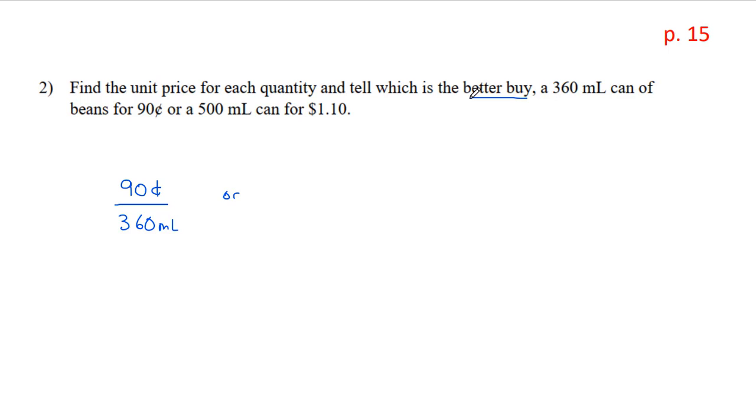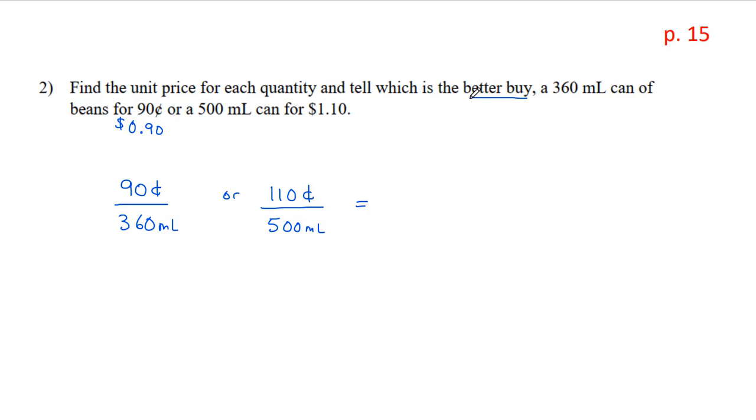Now here we have quantities where the value of the money is a little different. We have 90 cents and we have $1.10. We should keep them the same in order to better compare them. So I'm actually going to take $1.10 and make that into 110 cents divided by 500 mils. You could also make 90 cents into $0.90 with the dollar sign. So you should be consistent when you're comparing, okay? So 90 cents over 360 mil or 110 cents over 500 mil, and then we start to divide.